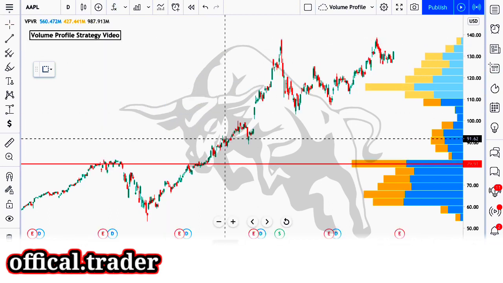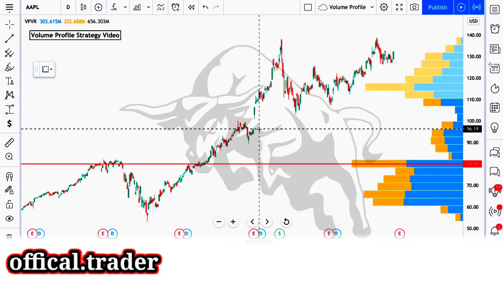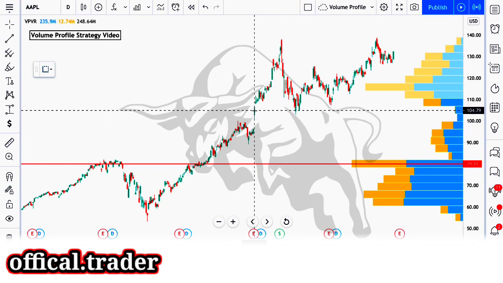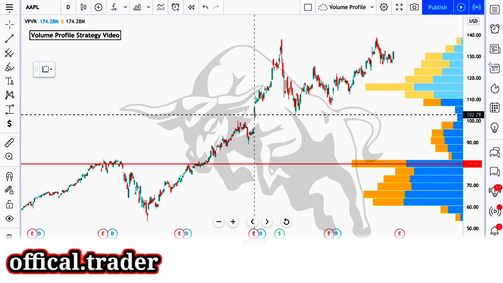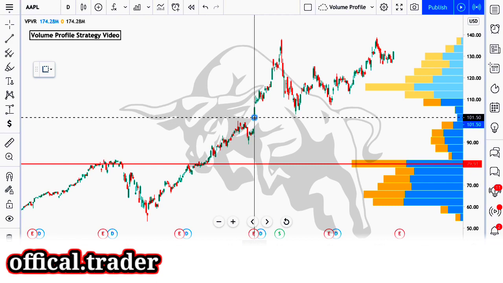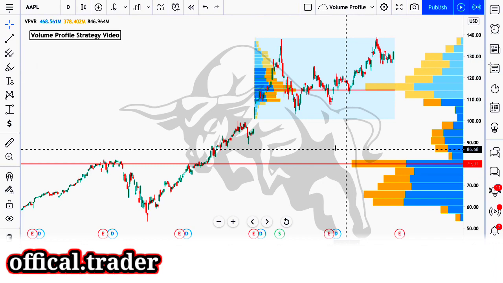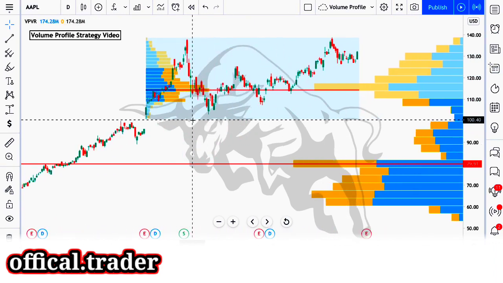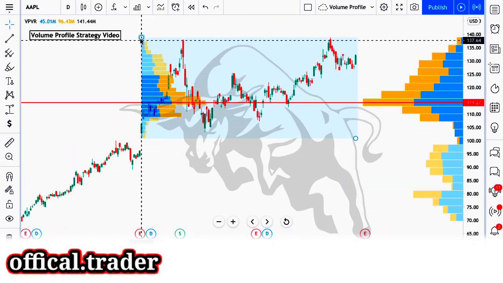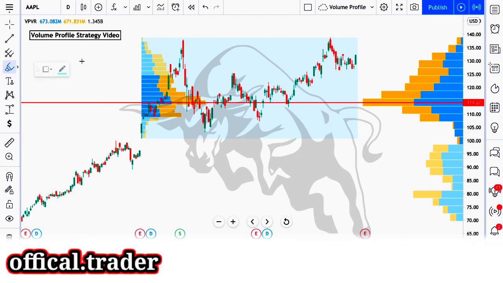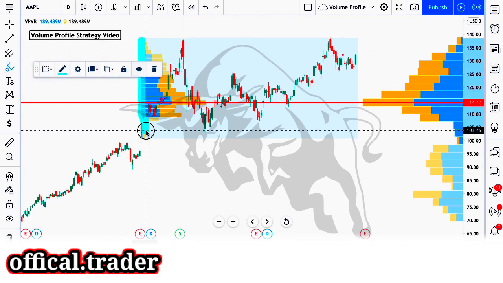And with the fixed range volume profile tool, we can simply select a starting point and an ending point. So for this video, let's start our research from this gap up, and let's end it at the current price today. So what we have now are two volume profiles up.